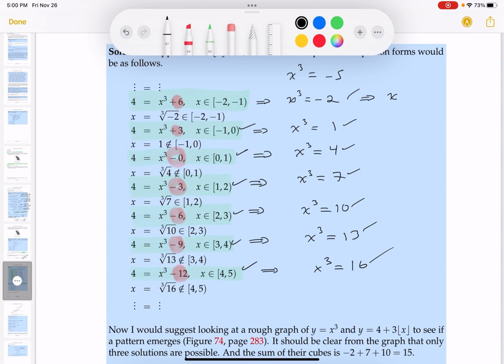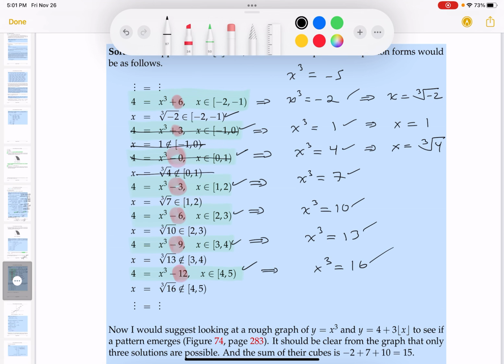And what are you going to get over here? Well, you would get x equals the cube root of minus 2. And that's certainly on the interval. And now if you did this one over here, you would get x equals 1. That's not in the interval. So this is no good. All right? What do you get over here? You would get x equals the cube root of 4. The cube root of 4 is 1 point something though, right? That's not there. So forth and so on.